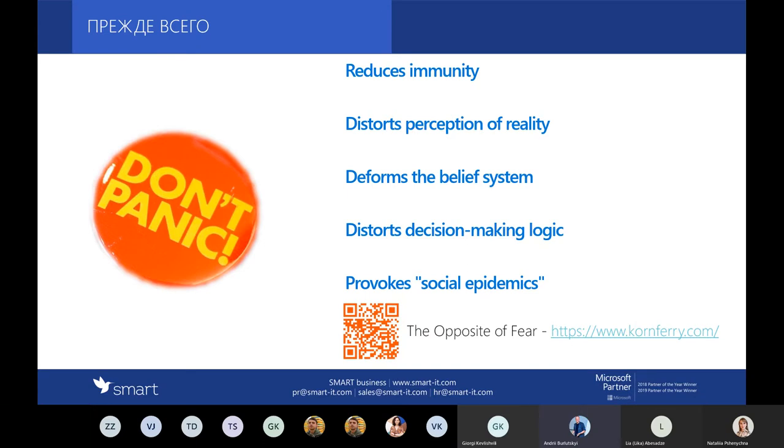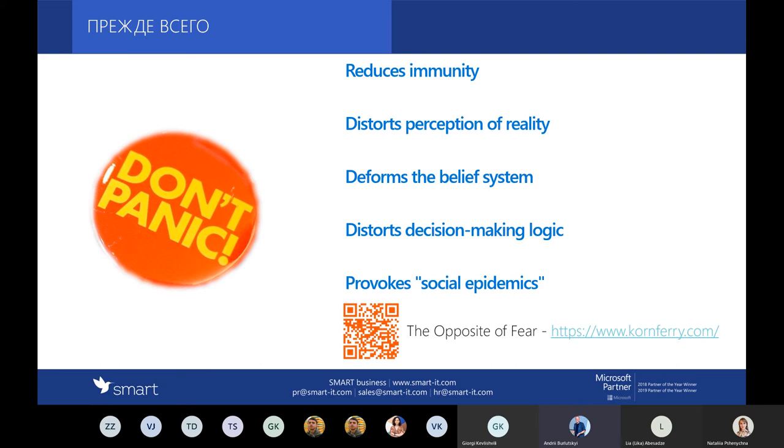But first of all, we have to stop panic, because panic very much reduces our health and our immunity. It distorts the way we perceive reality. It's also a question of what we read in social networks. We have to filter and switch on critical thinking when we read a lot of information. Yes, a lot of information is the truth, coming from official resources. But also a lot of information is actually fake.